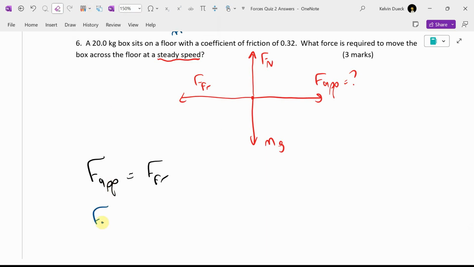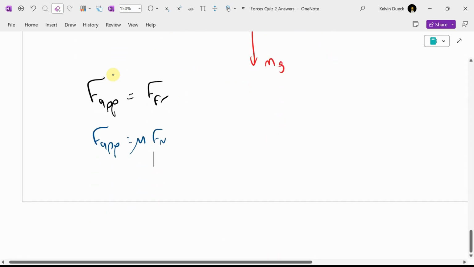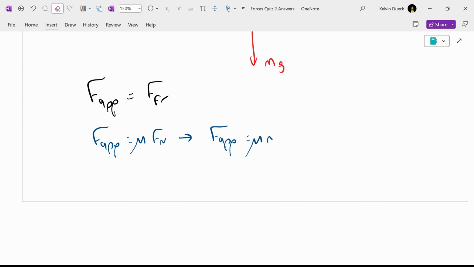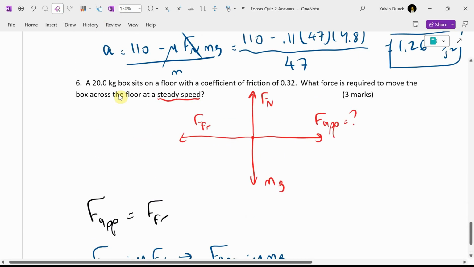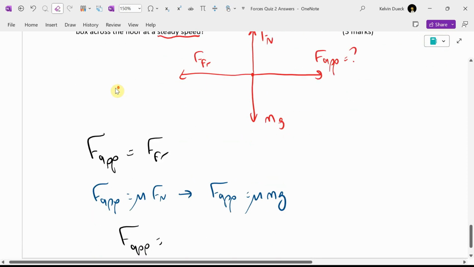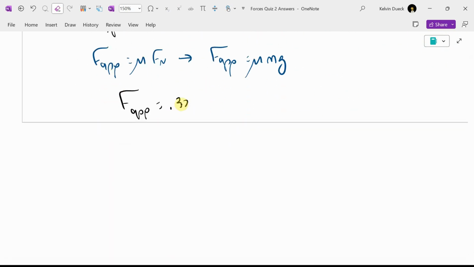Friction is what times what? Well, friction is mu times the normal force. I don't know the normal force. Oh, but look, the force is the same size as the normal force. F applied is going to be mu mg in this case. So my final answer, F applied, is going to be, what's mu? I don't know what's mu with you. 0.32 times 20 times 9.8.